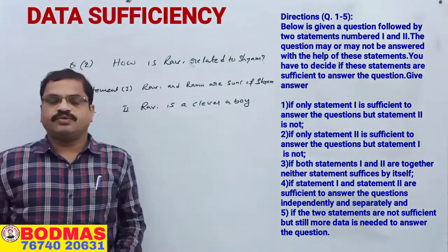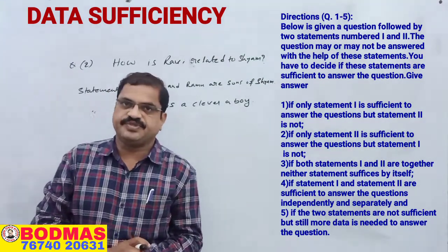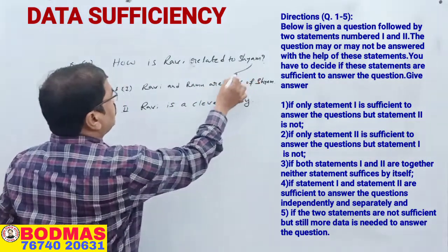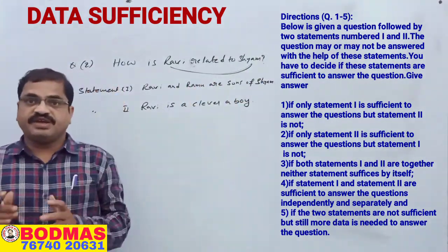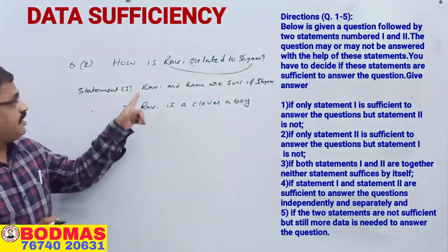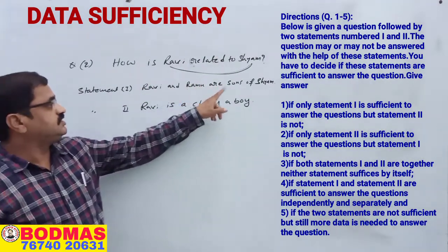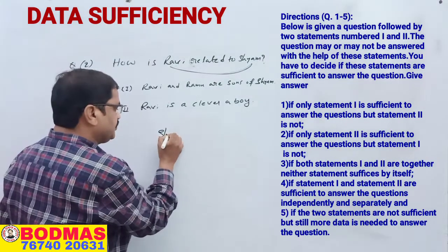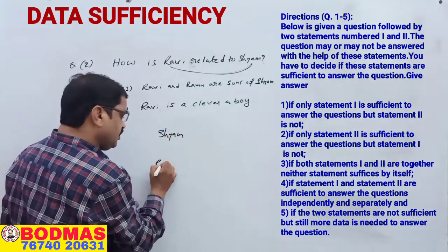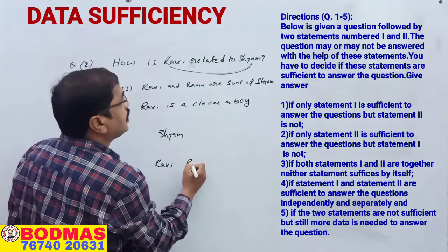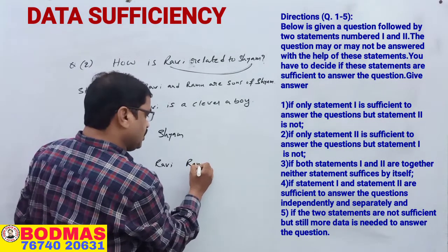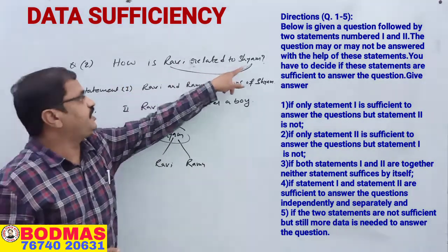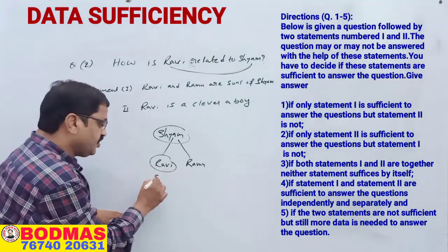Okay. Now, what is the answer? So directly you can decide it. Here it is asking the relation between Ravi and Shyam. Ravi and Ramu are sons of Shyam, which means Shyam is the father. Both are sons of Shyam. The question asked is: how is Ravi related to Shyam?